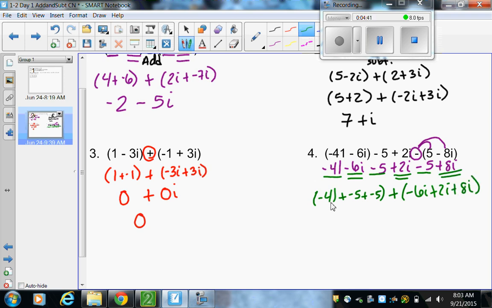So -41, this is really a -5 and a -5, so the -10 would give me -51. -6 plus 2 plus 8, that's -6 plus 10 would give me positive 4. And this is the end of adding and subtracting of complex numbers.